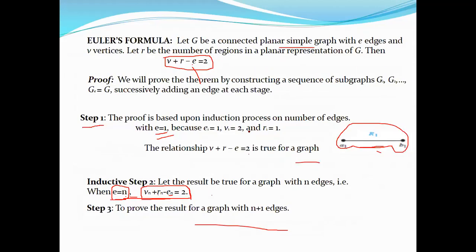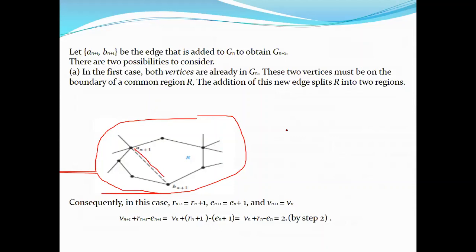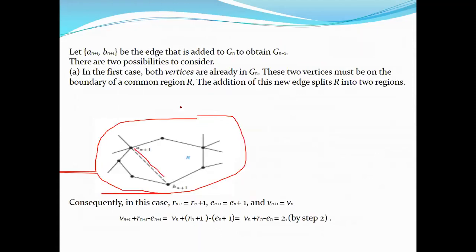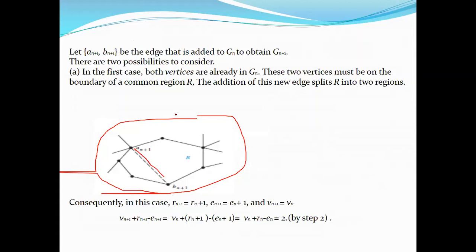Now, when we are getting a graph of n plus 1 edges, and we are getting it from Gn, meaning a graph with n edges, there are two possibilities. One possibility is that two vertices are already present in the graph, and we are just connecting these two vertices. The other possibility is that we are adding a new vertex. We have to add one edge. So one method is that you are connecting two already present vertices, or the next possibility is you are adding a new vertex and then you are adding a new edge. We have to see the result V plus R minus E equal to 2 for both the possibilities.